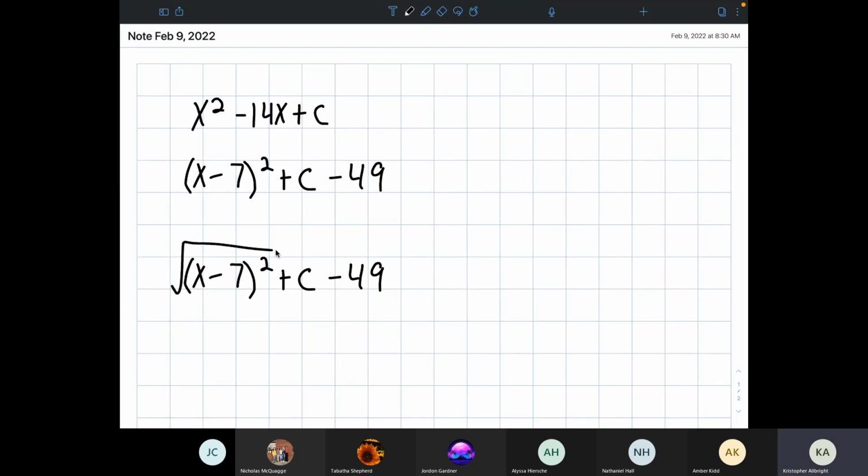And what we're going to get is a solution for x. So when we do this, this is going to become x plus 7. We should end up with plus c minus 49. And we can work this down and get, well, I'm trying to look at the steps here.